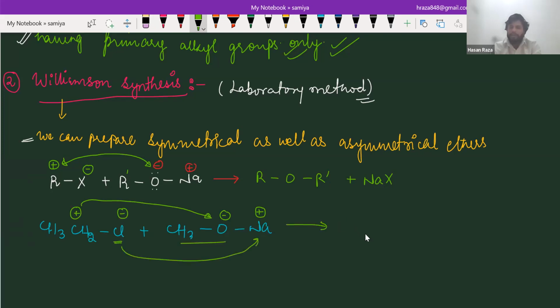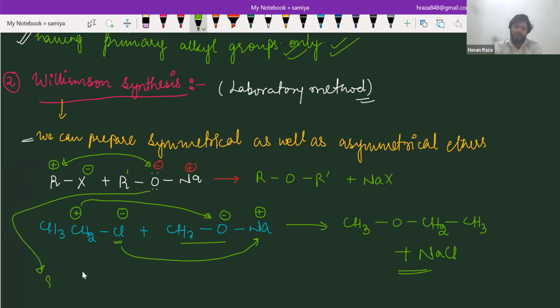I'm going to write this first, CH3 and then O. With O, who is coming? CH2. And with CH2, what is associated? CH3. And along with that there is a byproduct, that is salt, sodium chloride. So basically this has a name, that is sodium alkoxide. And if there was phenol, that is, a benzene connected, that will be known as sodium phenoxide. Please do write.